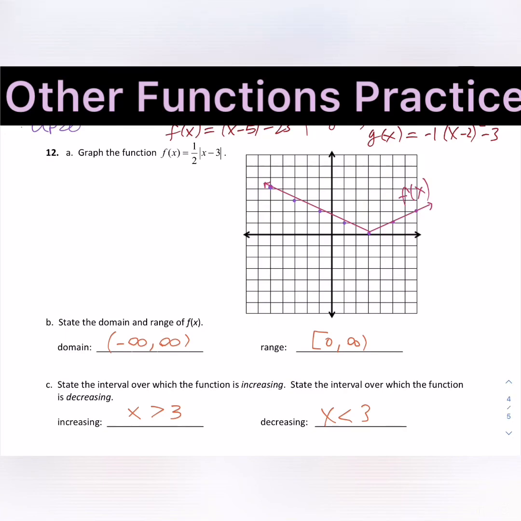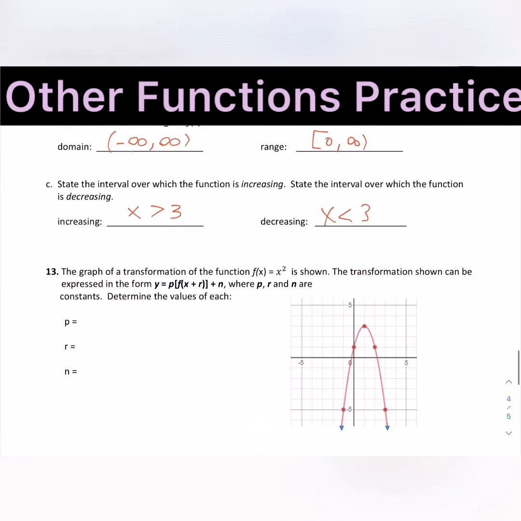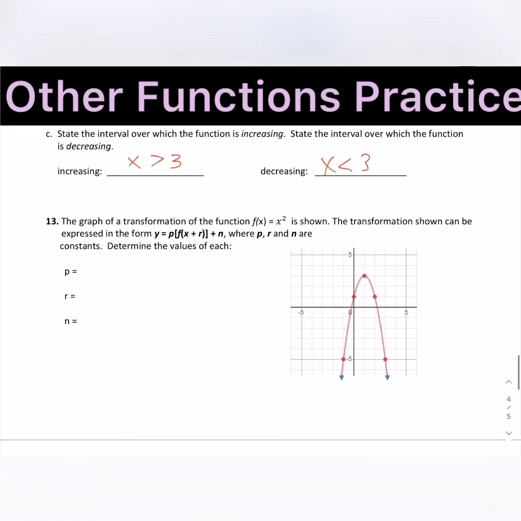All right, let's do our last question and wrap this up. So we have the graph of a transformation of the function x squared is shown. The transformation can be expressed as follows. We need to determine P, R, and N. So first thing I realized is that there was a shift of right 1 up 3. So right 1 up 3. So I'm going right 1, and then I'm going up 3. So that's going to take care of the R value and the N value.